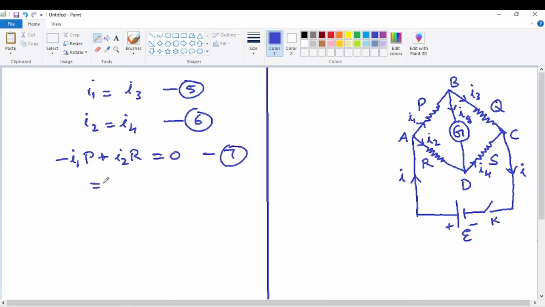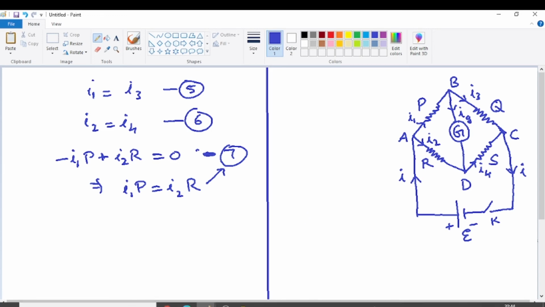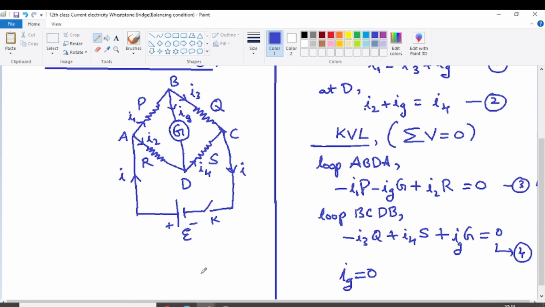Now the importance of this equation is that it only shows the P and R relation. Now take the negative term to the other side. We'll be getting I1P on the other side. I1P is equal to I2R. So I'll write it simply as I1P is equal to I2R. This is another form of equation 7, a much simpler form of equation 7. Next, consider the last equation, now when Ig is zero. The fourth equation is the last of the four equations.